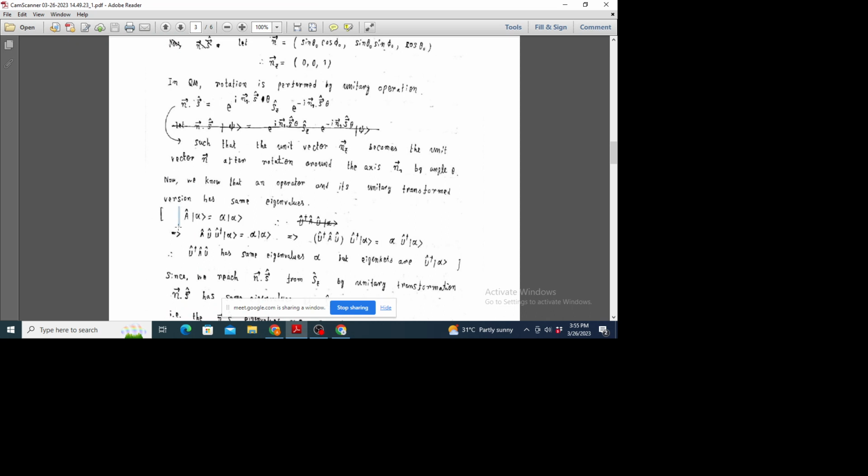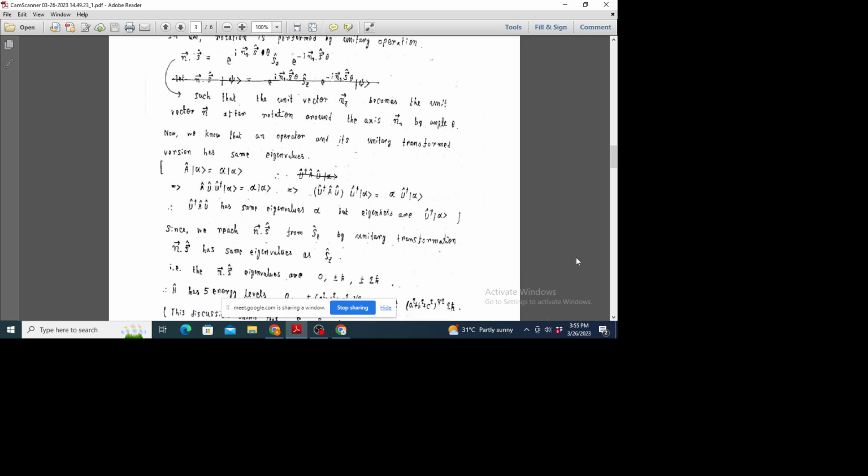So if A is an operator and it has eigenvalue alpha, that means U dagger AU also has the same eigenvalue alpha. So how to see that? It is very easy. Consider the eigenvalue-eigenvector relation for an operator A.